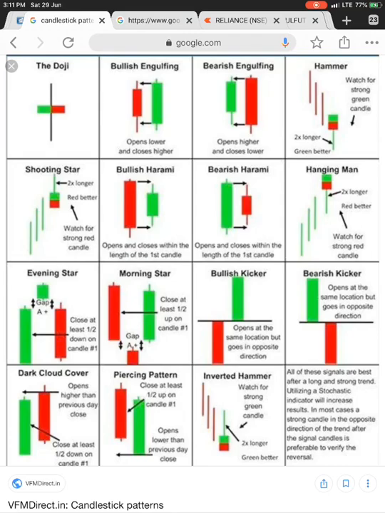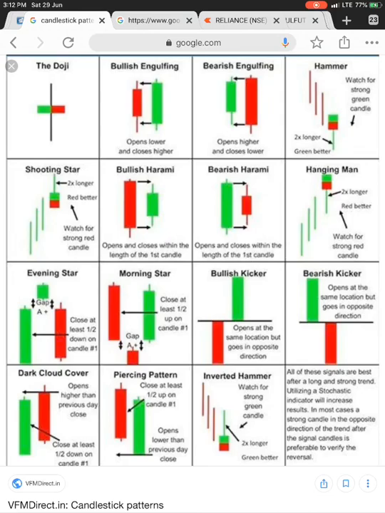And morning star, which is exactly opposite to the evening star. Among the three candles, the second candle is present below the first and third candle, and the criteria is the same. The third candle should cover at least half of the first candle.